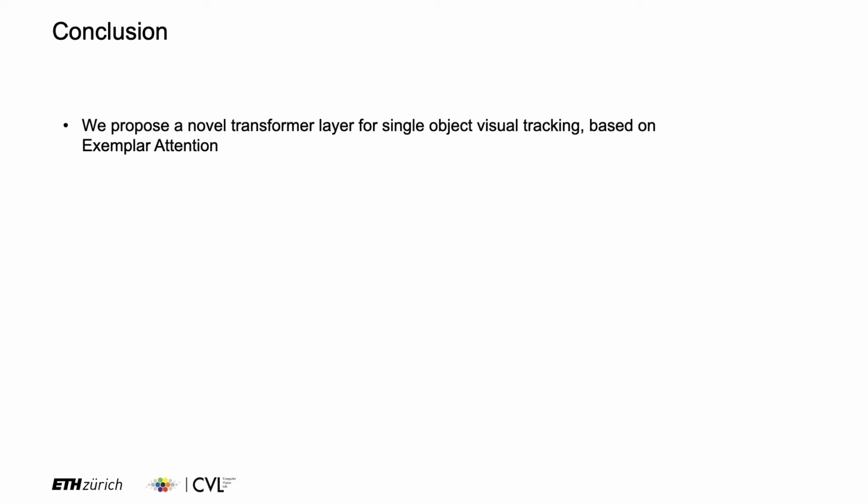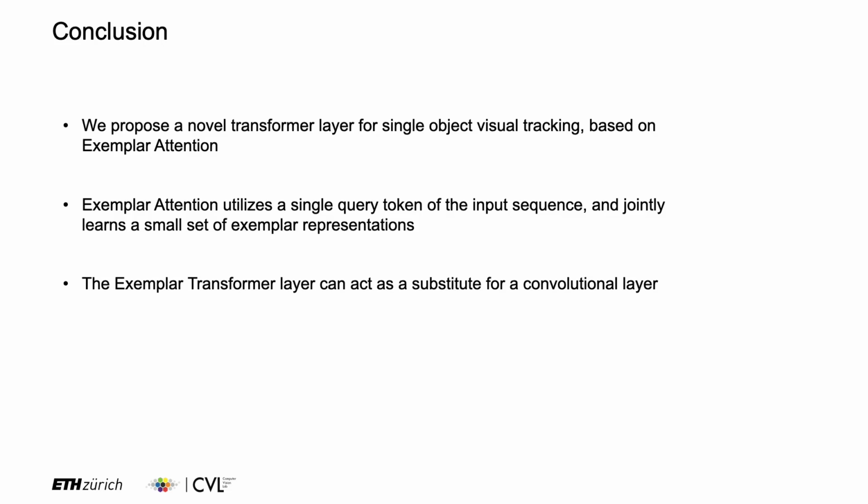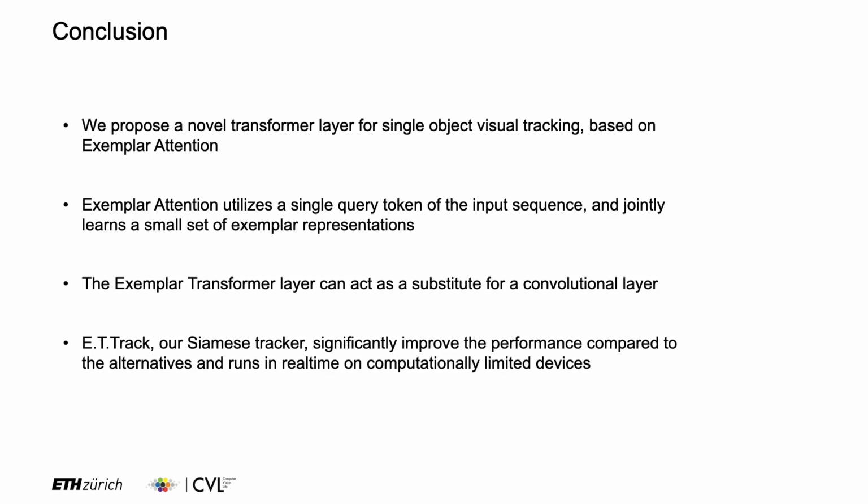To conclude, we propose a novel transformer layer for single object visual tracking based on exemplar attention. Exemplar attention utilizes a single query token of the input sequence and jointly learns a small set of exemplar representations. The exemplar transformer layer can act as a substitute for a convolutional layer, and therefore ET-Track, our Siamese tracker, significantly improves the performance compared to the alternatives and runs in real time on computationally limited devices, such as the CPU.